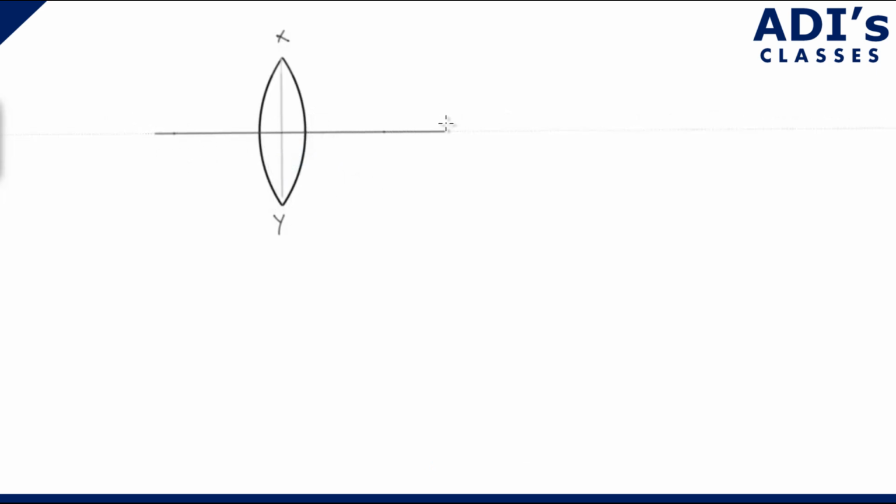So the principal axis is perpendicular. Now this is the principal axis. This is the center, so this is C. Then let's say this is F, which is the focal length, and this will also be F, focal length. Then this will be 2F, and this will be 2F. Right, so basically we just have a lens.